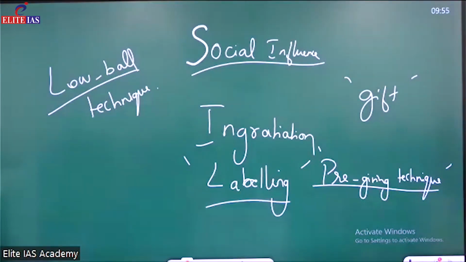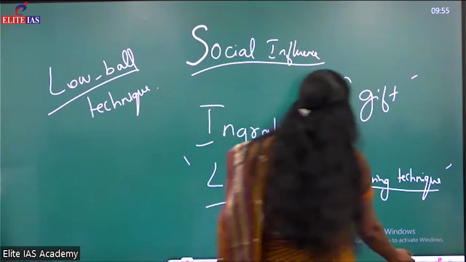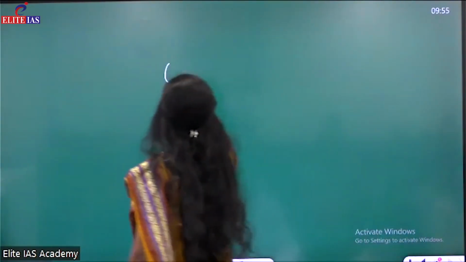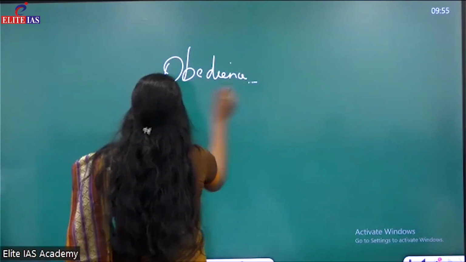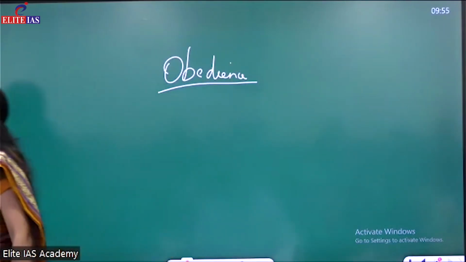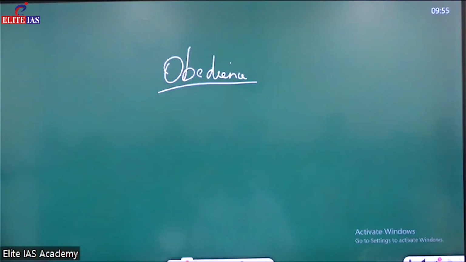Now, we'll start. What is obedience? There is one more thing, no? The areas of social influence. What is that? Obedience is still pending. What is obedience? We all have good experience in obedience. The moment we are born and growing up, till now, we are obedient to some person. No, obedience.